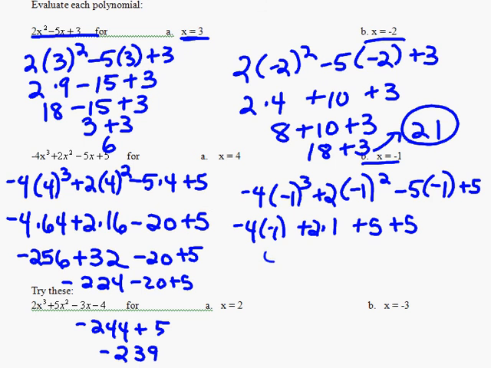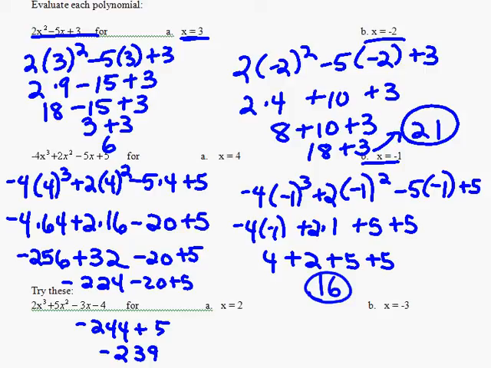Negative 4 times negative 1 is 4, plus 2, plus 5, plus 5. 4 plus 2 is 6, plus 5 is 11, plus 5 is 16, and my final answer for the evaluation of that polynomial is 16. You try those last two on your own.